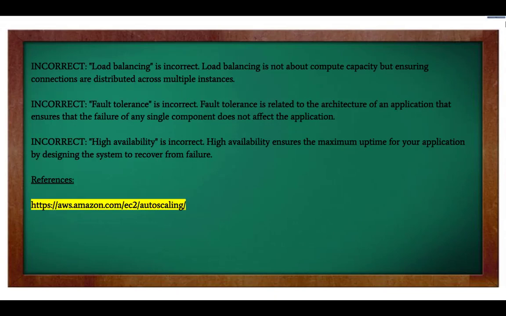Incorrect. Load balancing is incorrect. Load balancing is not about compute capacity but ensuring connections are distributed across multiple instances. Incorrect. Fault tolerance is incorrect. Fault tolerance is related to the architecture of an application that ensures that the failure of any single component does not affect the application. Incorrect. High availability is incorrect. High availability ensures the maximum uptime for your application by designing the system to recover from failure.